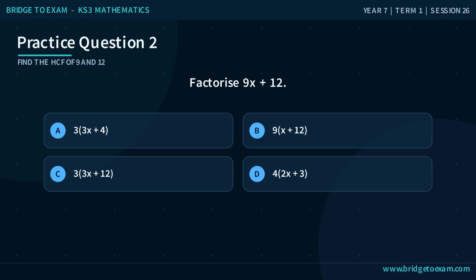Option A is 3 times the quantity 3x plus 4. Option B is 9 times the quantity x plus 12. Option C is 3 times the quantity 3x plus 12. Option D is 4 times the quantity 2x plus 3. Pause and find the HCF of 9 and 12.